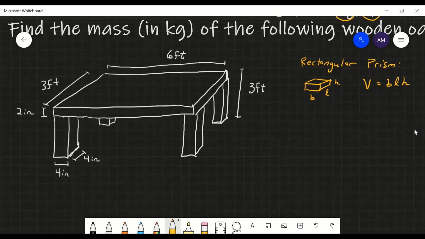So this table, I'll break this up into pieces here. The tabletop, I'll call this piece number 1. This would be piece number 2. All these legs are the same design, so I'll call them all number 2, because there's no sense in calling them 3 and 4 and 5, because they're the same thing.